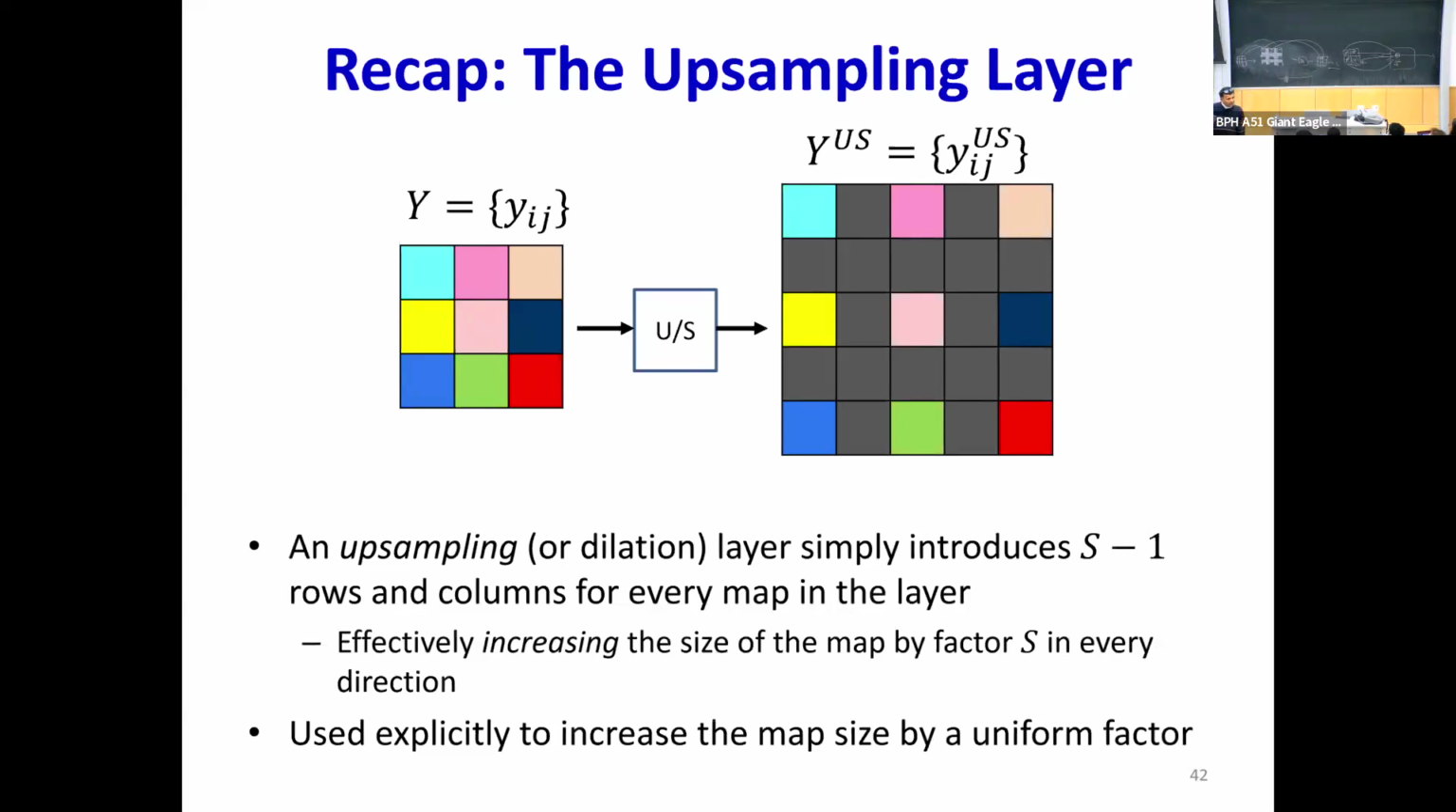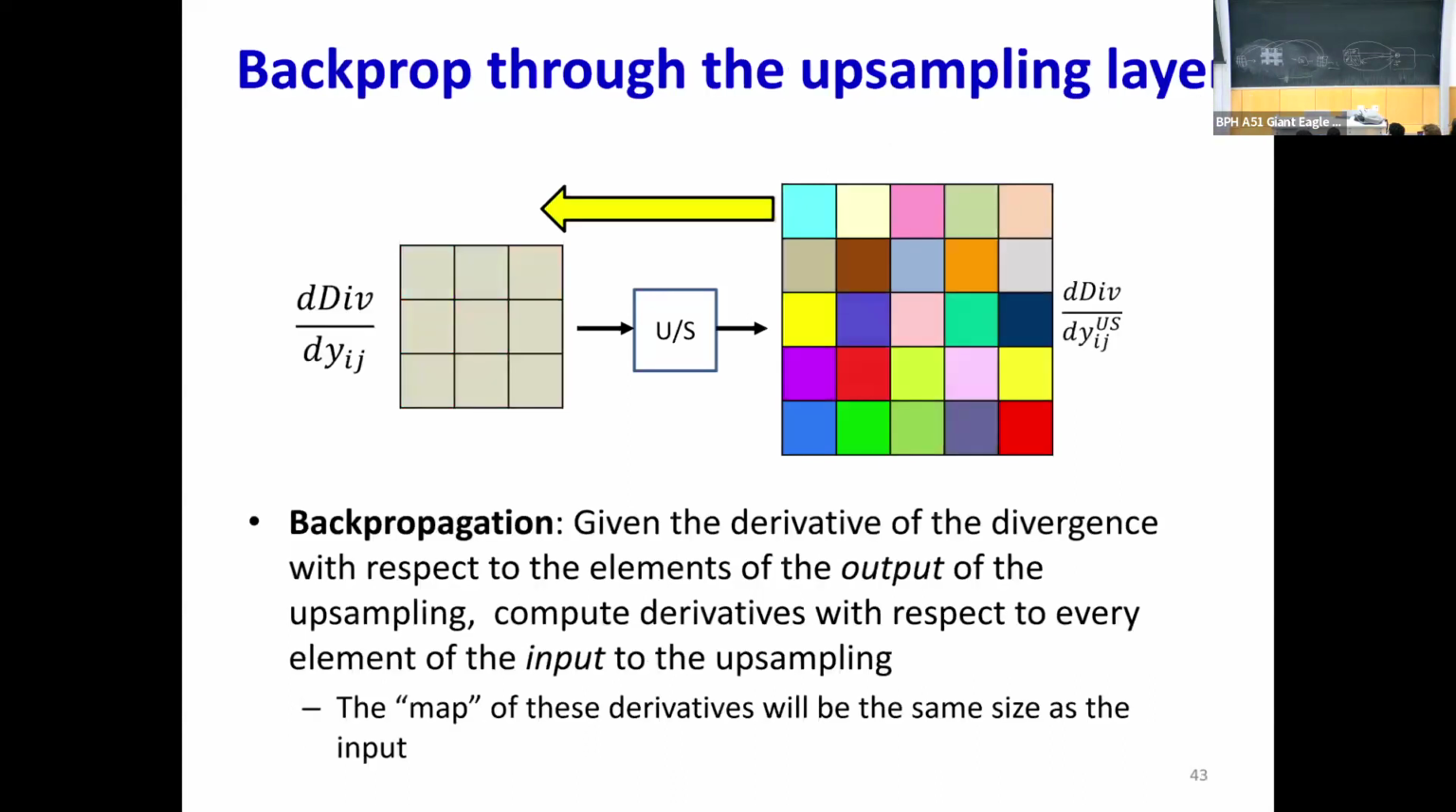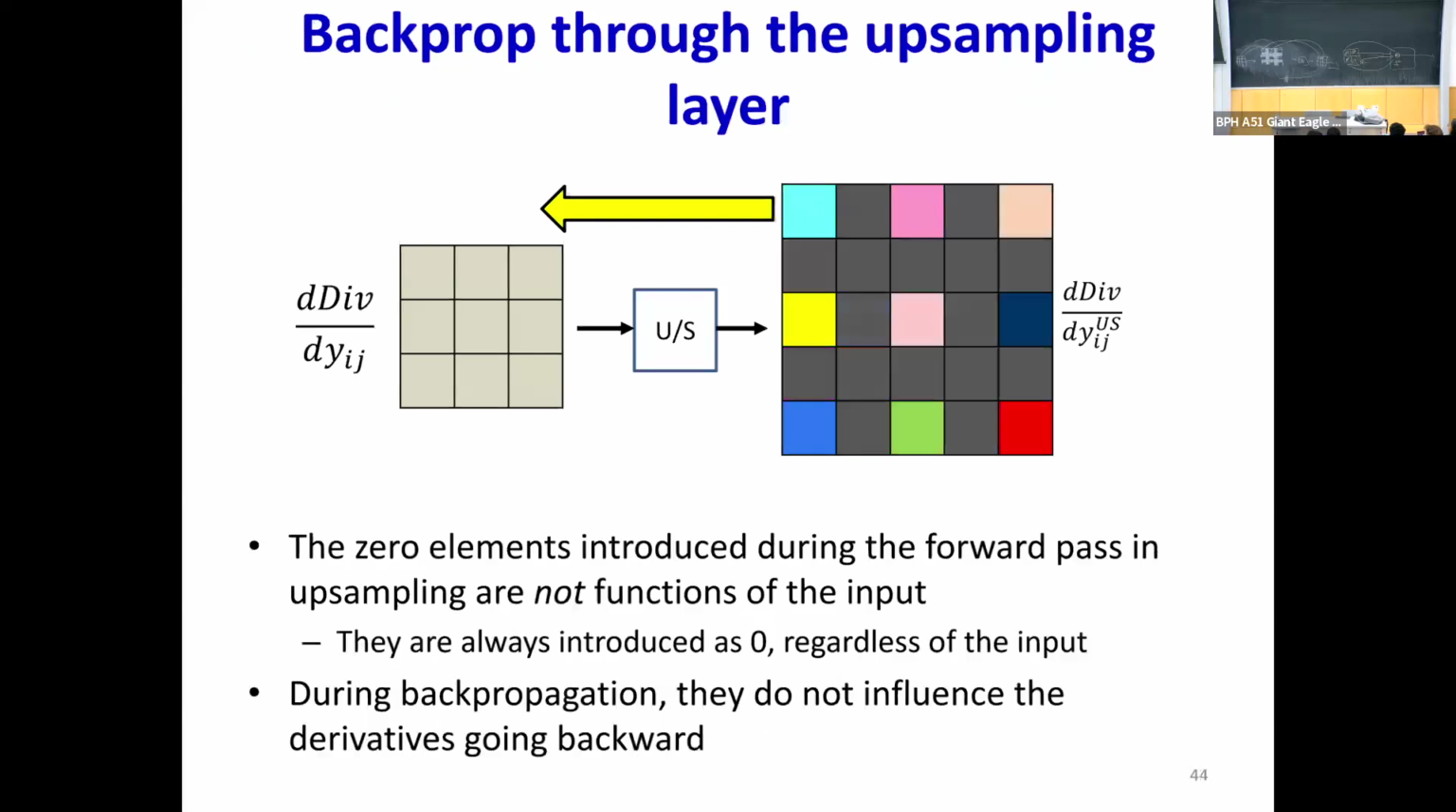But when you're actually going backwards, when you back propagate through the upsampling layer, the gradient will have the same size and shape as the input to the upsampling layer. So this is something, for the resampling layers, we have to keep track of the size because of the strange things that can happen at the boundary.